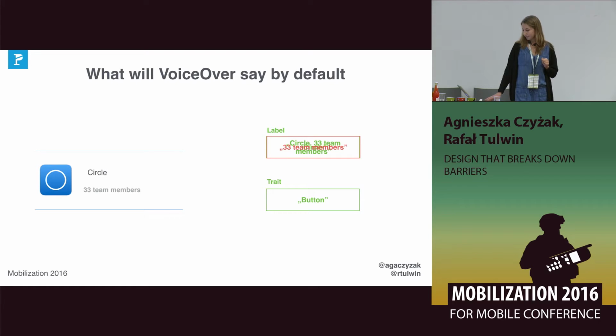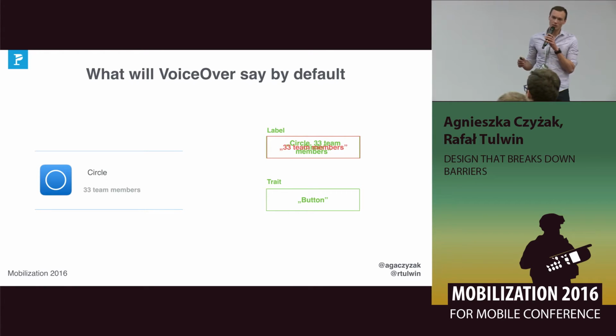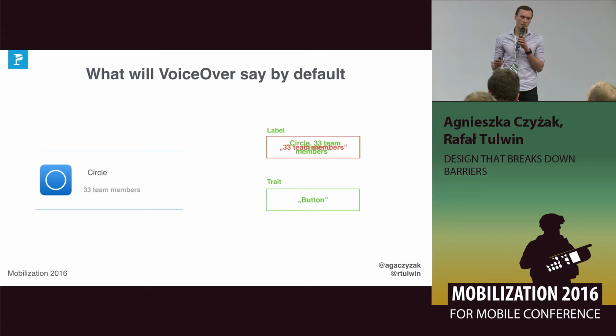Another example, a cell. So let's have a look at the table view cell. The cell looks like this, and if you assume that the circle and the 33 team members are UI labels, like static text, if you select the cell, the whole cell will be read. So the voiceover will read circle, 33 team members, and that's it.